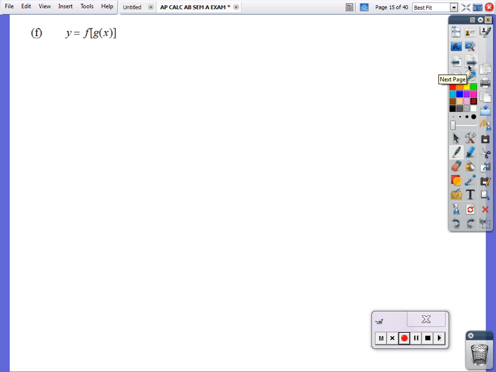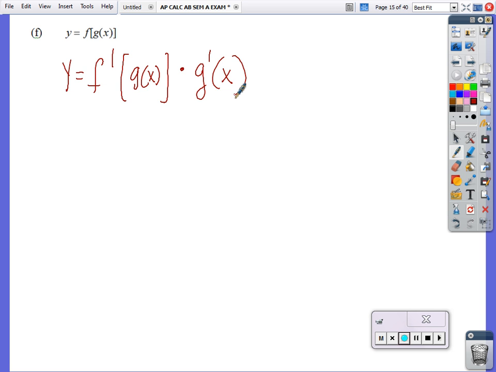Letter F, taking the derivative, this would be a chain rule. Derivative of the outside, but leave the inside exactly the same as it was, which was g of x, multiplied by the derivative of that inside. So that would be the derivative of f.